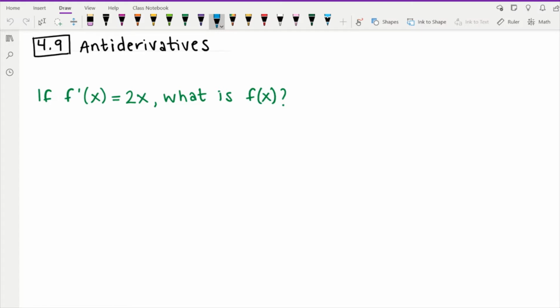Okay, so let's get into our topic for today, which is antiderivatives. This is something that you are supposed to learn in Calculus 1. So I think for most of you, the content of this video is going to be review.